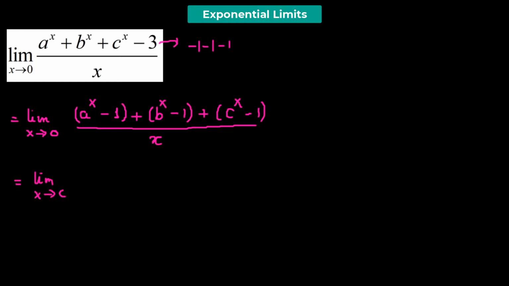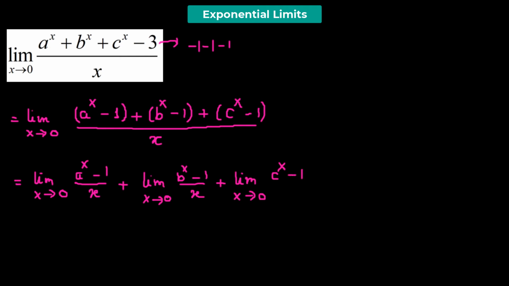Now we can separate the three terms in the numerator and apply the limit to each of them. So I have the limit x approaching 0 of (a raised to the power of x minus 1) divided by x, plus the limit x approaching 0 of (b raised to the power of x minus 1) divided by x, plus the limit x approaching 0 of (c raised to the power of x minus 1) divided by x. So the first limit will be the natural log of a plus the second limit, which is the natural log of b, and the third limit, which is the natural log of c.